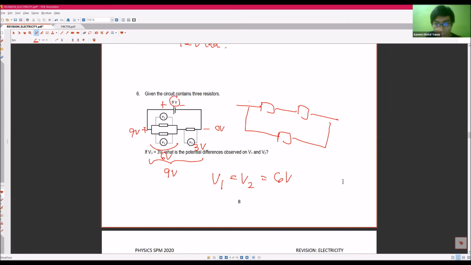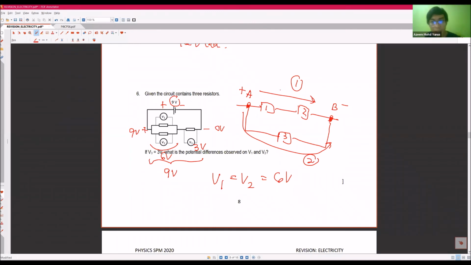Okay, we have the same starting point, point A and point B. So assume this is positive, this is negative. So this path here, path number 1, and then this is path number 2. If we have two paths, then we know it's a parallel arrangement. But the first path here has resistor 1, resistor 2, and this is resistor 3.